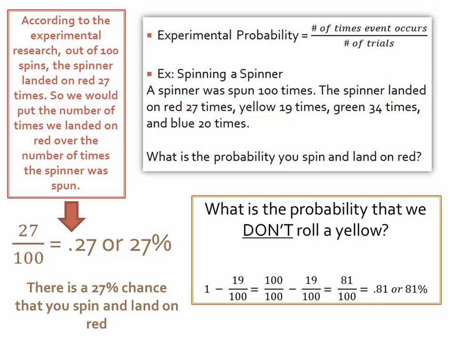81%. Okay, you can't just read what's on the screen. No, I can't see. How would we find the probability that we don't roll a yellow? Subtract 90 from 100. You could subtract 19 from 100. How many times did they roll yellow? 19. We don't want to roll yellow, so what do we need to get rid of? The 19 times they rolled yellow out of the 100 times that they went. So 100 minus 19 is 81. So we'd have an 81% chance that we would not land on yellow.